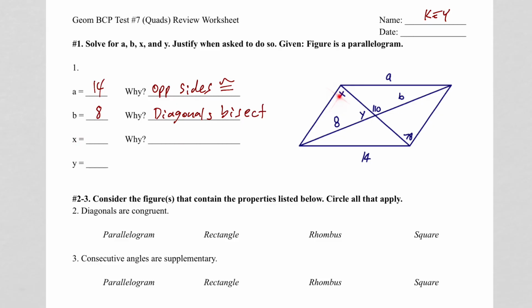Okay, to find x, if this is 78, this is 78 because of their alternate interior angles. All right, if this is 110, this has to be 70 because this is a straight line and those angles are supplemental.